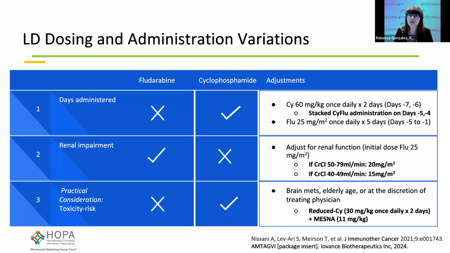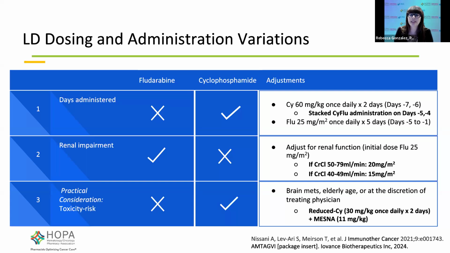So patients are actually able to receive this lymphodepletion over a 5-day period versus a 7-day period. So really, this is a win-win for both the patient and the institution by limiting the number of days the patient remains in the hospital, as well as time at home. Another modification, very similarly to mirroring CAR T, is a modification specifically for renal impairment for fludarabine.